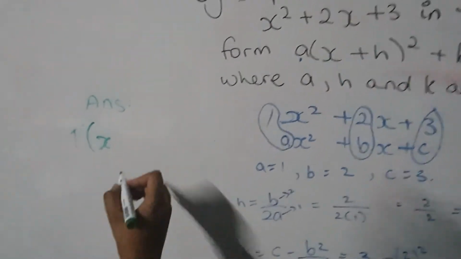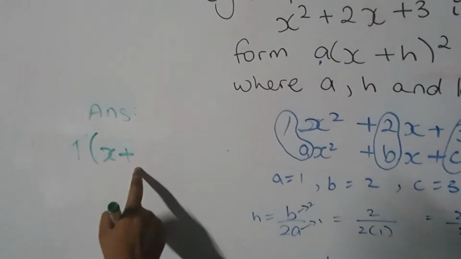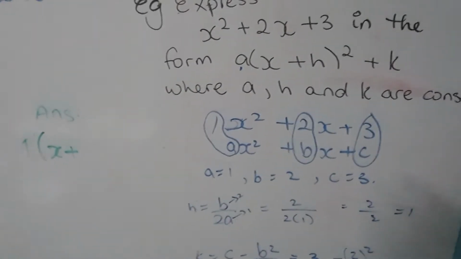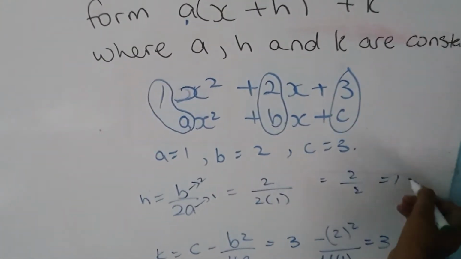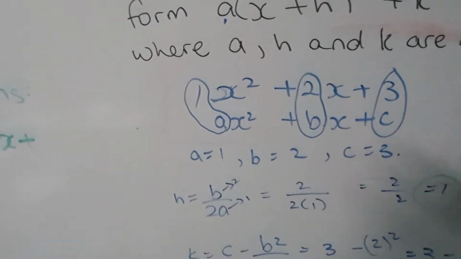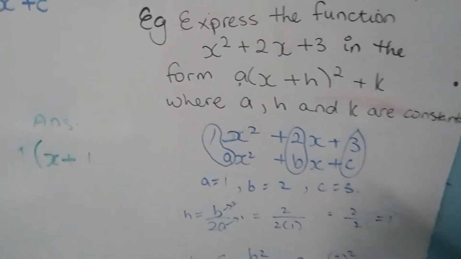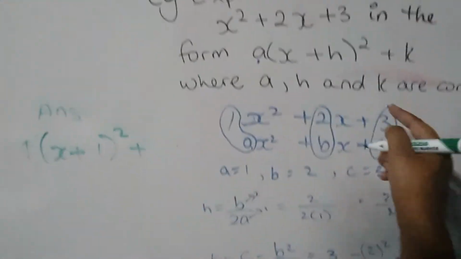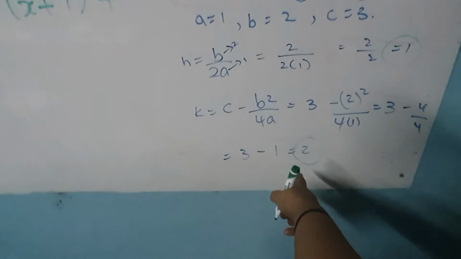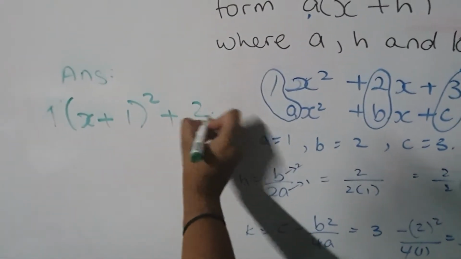Then we're going to have plus H. Our H value is 1, right? So I'm going to use 1. And our K... okay, close bracket squared. And our K value is 2. So I'm going to put it in here.